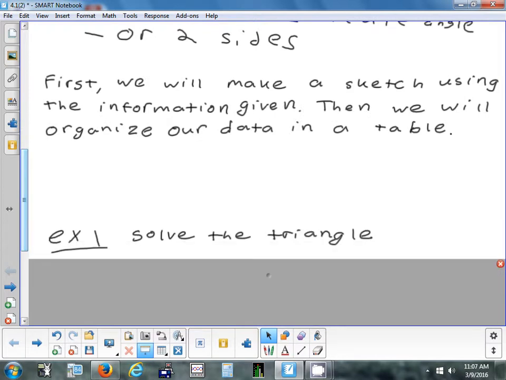So in terms of the process, there isn't really too much more we have to go over. As long as you know your trig functions from yesterday, the sine, cosine, and tangent, those are the most important. That's pretty much all you need. And maybe the Pythagorean Theorem. We might use that as well.